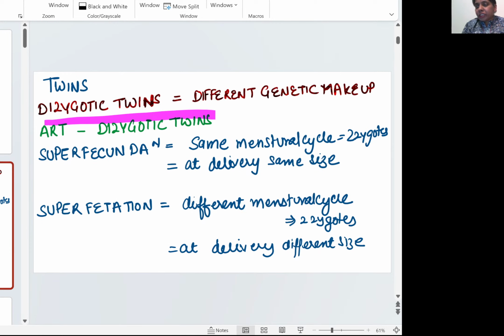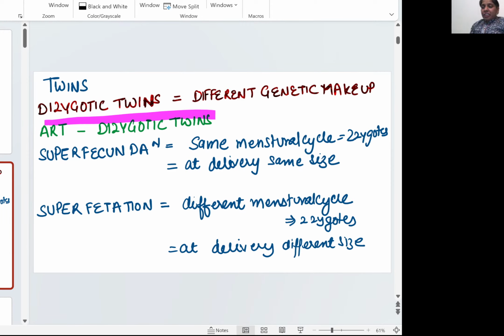We get dizygotic twins. Yes. Okay. Now dizygotic twins can be of two different types: superfecundation or superfetation. What is superfecundation? Once they have asked, they gave one pair of twins' photo. One was of dark complexion and one was of fair complexion. So they asked whether it is an example of superfecundation or superfetation.